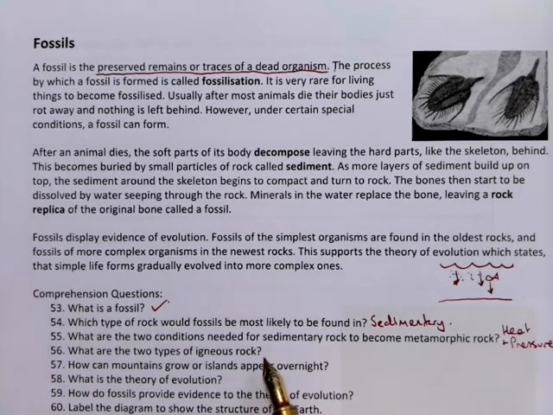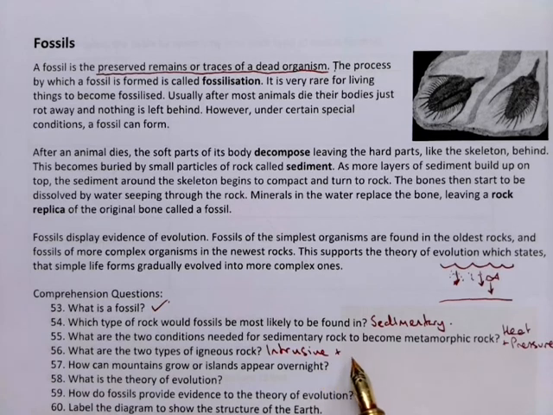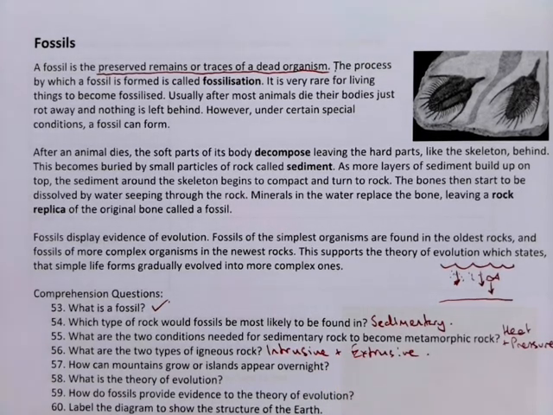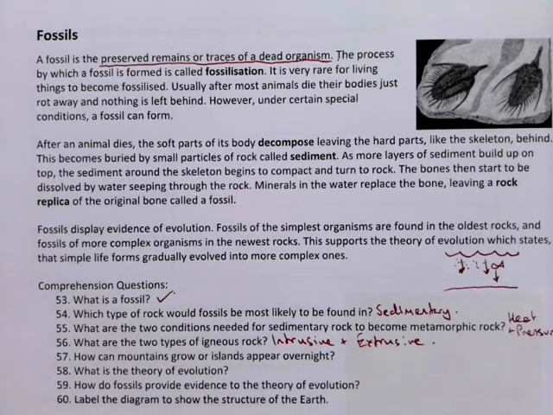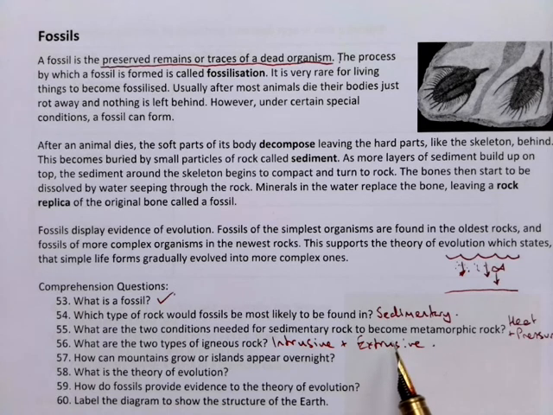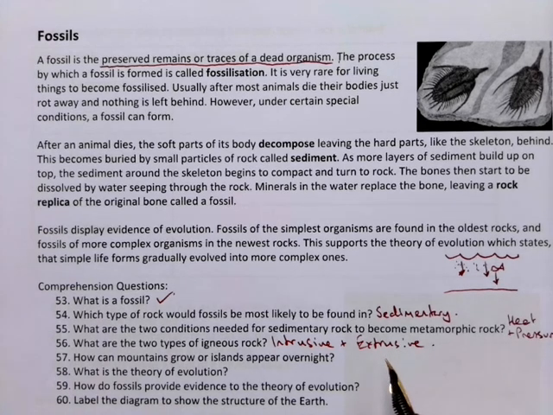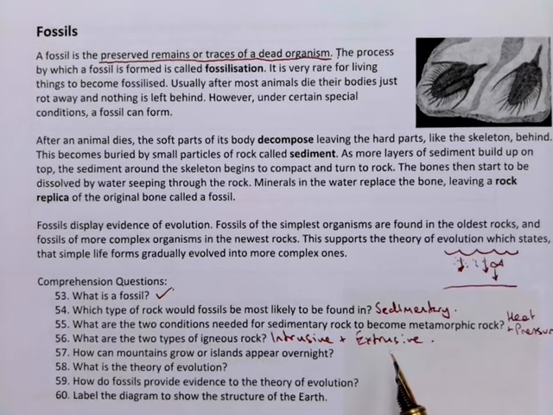What are the two types of igneous rock? They are intrusive and extrusive, and you should be able to tell me what the difference is between them. So have a look and think now, what's the difference between intrusive and extrusive? Intrusive is formed inside the Earth's surface slowly with large crystals. Extrusive is formed outside the Earth's surface very quickly, with very small crystals.